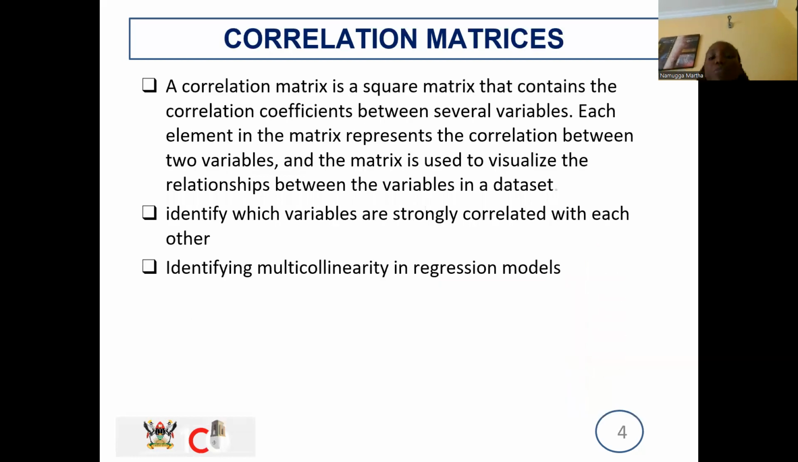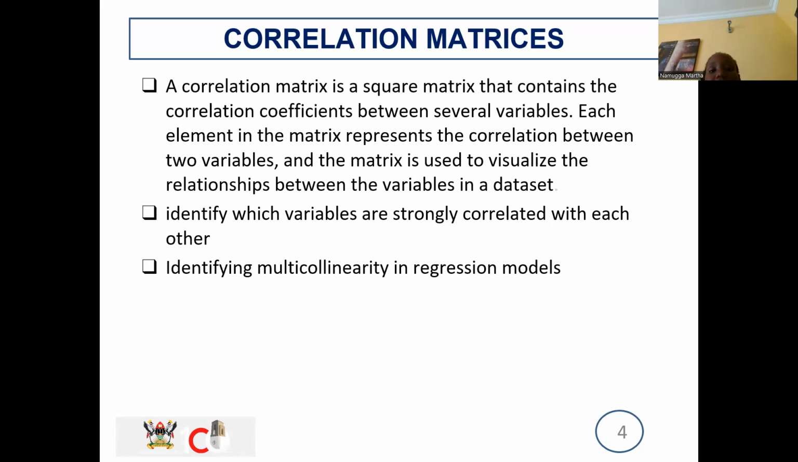Then when you go to a correlation matrix, it is a square matrix that contains correlation coefficients between several variables. So each element in a matrix represents the relation or correlation between two variables, and the matrix is used to visualize the relationship between these variables. What am I talking about? When I have my correlation matrix, it's helping me visualize the relationship between variables in that matrix. So why is it not possible in my data set?